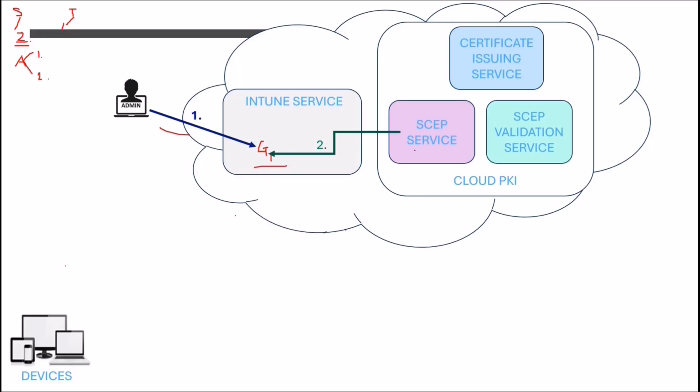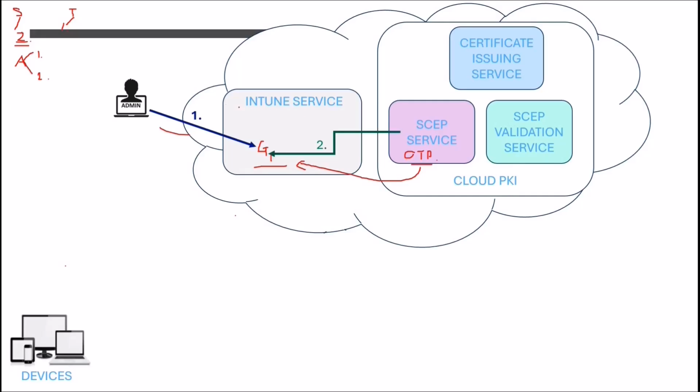The SCEP service is now going to generate, think of it like an OTP, one-time password, which in the terms of NDES and SCEP is referred to as a challenge password. So the challenge password is nothing but just an OTP. So the SCEP service has generated this OTP and it has sent it to the Intune service. Why has it generated an OTP? We are going to see that later.